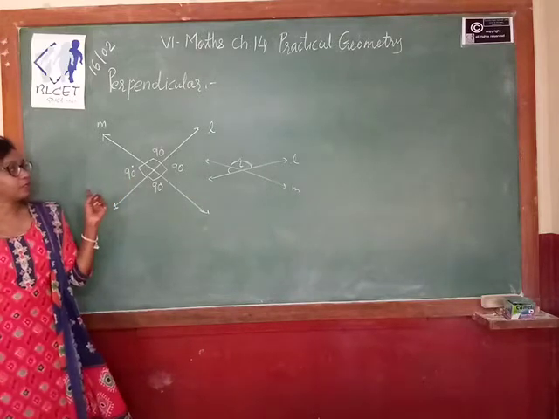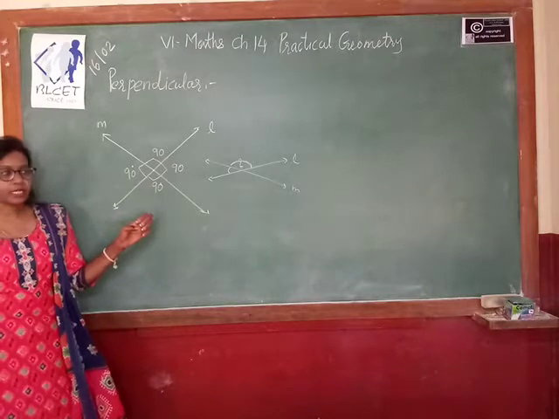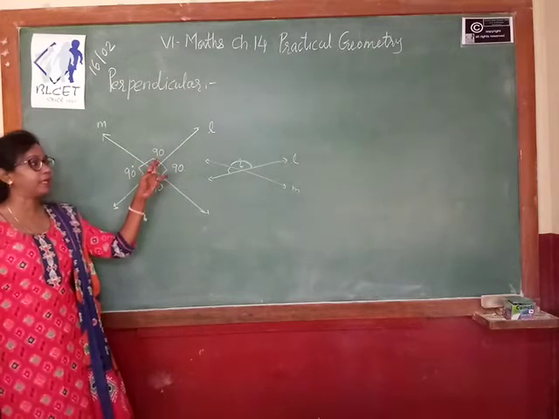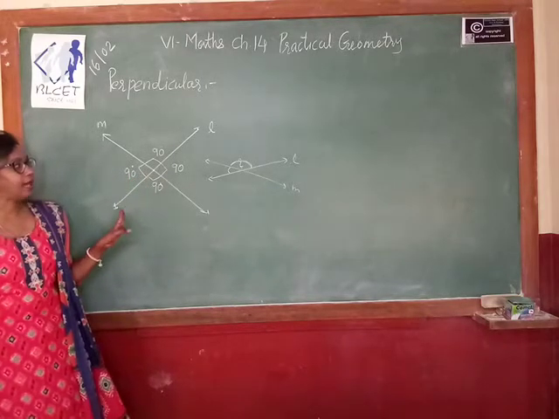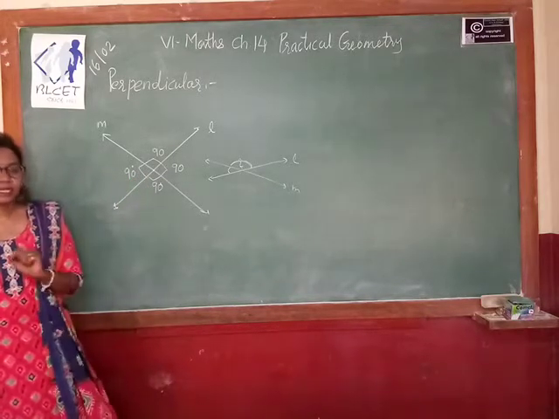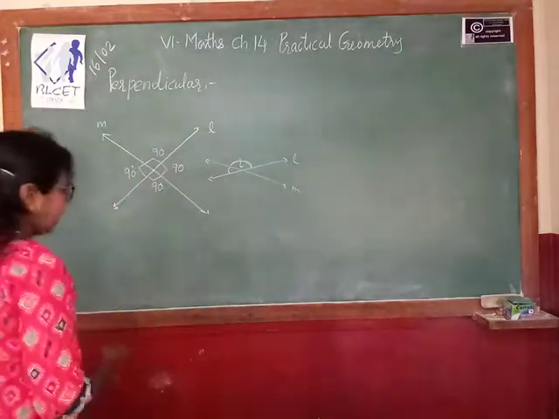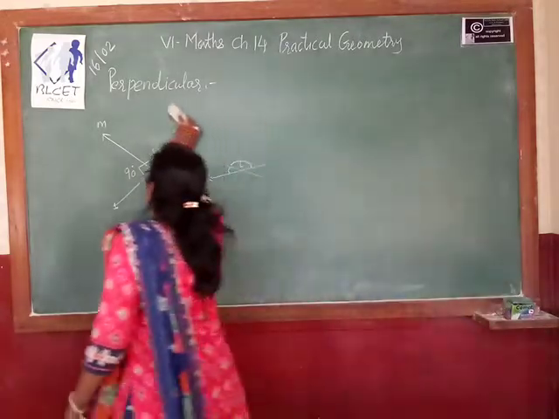Okay. When can you say that 2 lines are perpendicular to each other? When they are intersecting each other and at the intersecting point they are making 90 degree angles. Okay, then only the lines are known as perpendicular lines. Now how will you construct the perpendicular lines? Let's see. You have been given one activity, paper folding activity.